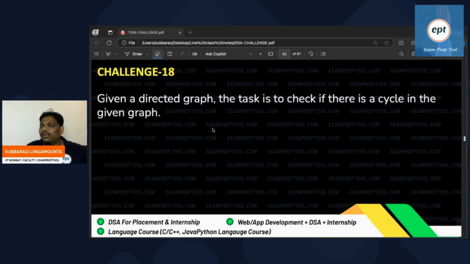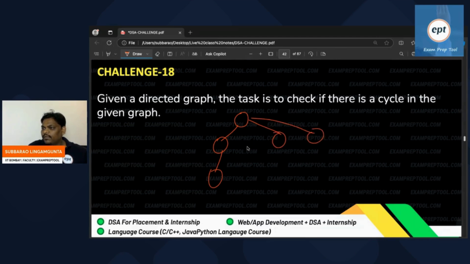Can you see? One directed graph is given. Let me take one directed graph. Let's take some directed graph, whichever way you want, you can write some directed graph. I will give directions within a few minutes. I have to give directions, I am giving them now.